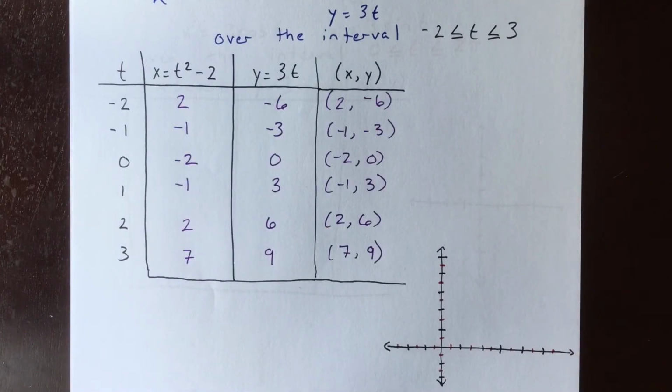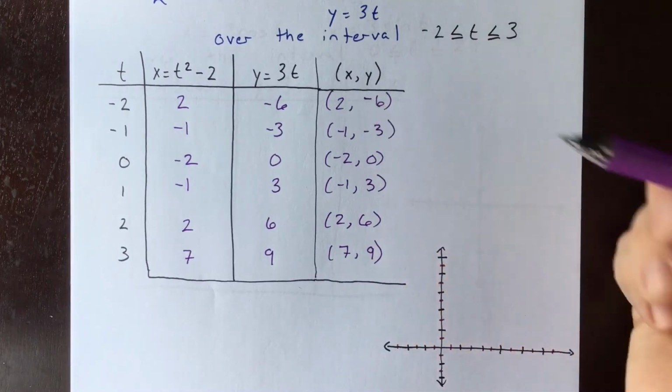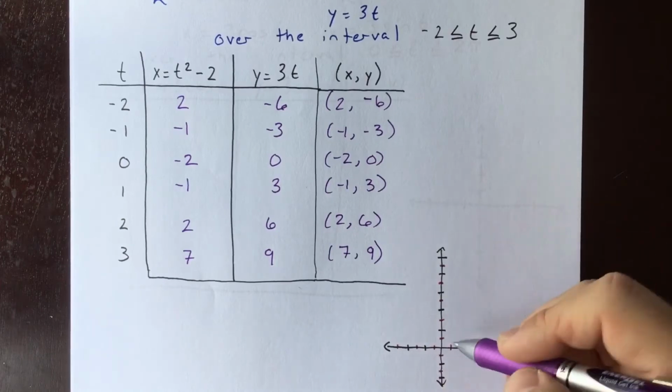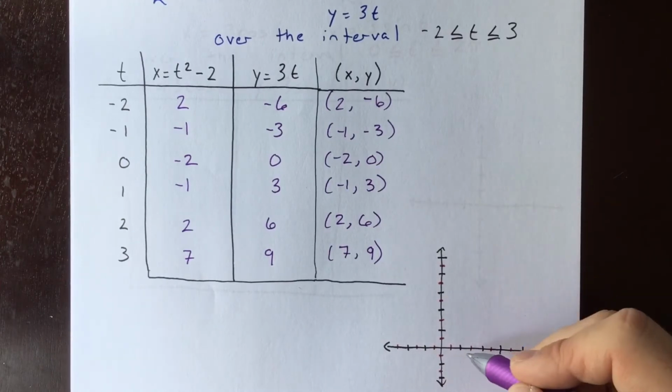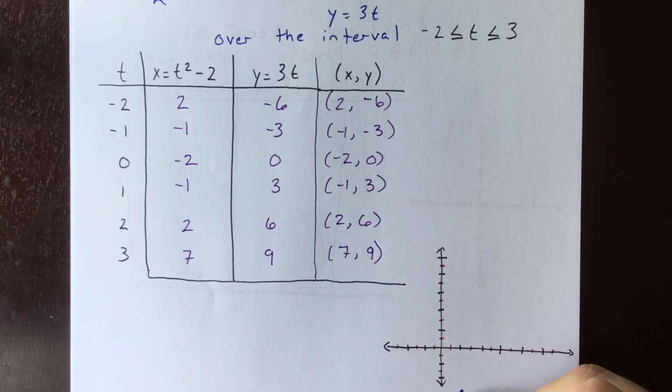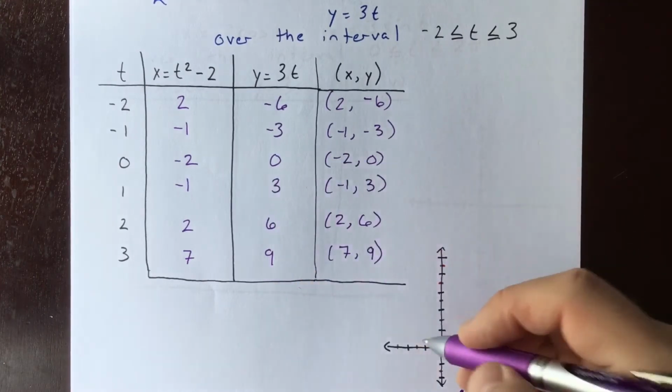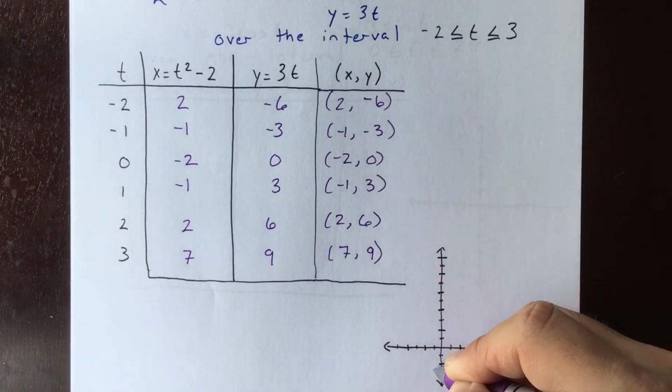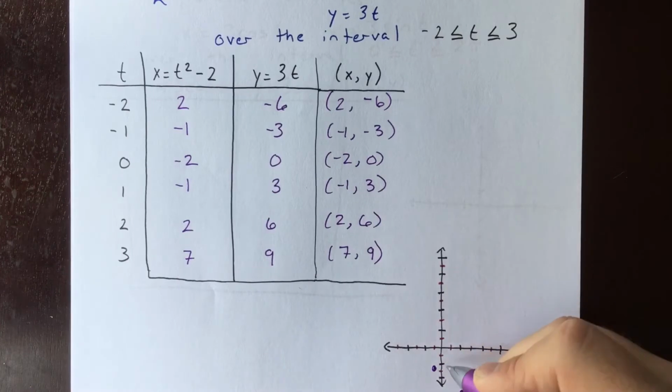All right, so we have our completed table. Let's go ahead and graph. So 2, -6. So 2, 4, 5, -6 would be right here approximately. So this is t equals -2. All right. So we have -1, -3. Okay, so that's t equals -1.